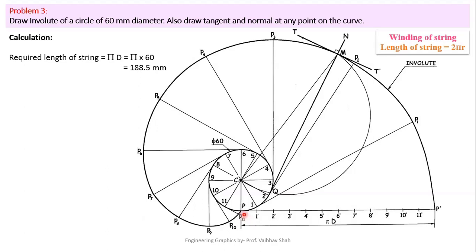After that, let us start the procedure. So in the first stage, the portion from 0 till 1 dash will overlap over this circle, or will wound round the circle. So we'll have the remaining string length of 1 dash till P dash.